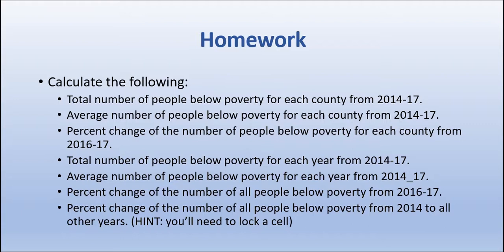And then you would also calculate the total number of people below poverty for each year from 14 to 17, the average number of people below poverty for each year from 14 to 17, the percent change of the people below poverty from 16 to 17, note 16 to 17, and the percent change of the number of all people below poverty from 2014 to all other years. Hint, this is where you'll have to lock the cells, sort of like we locked B103.